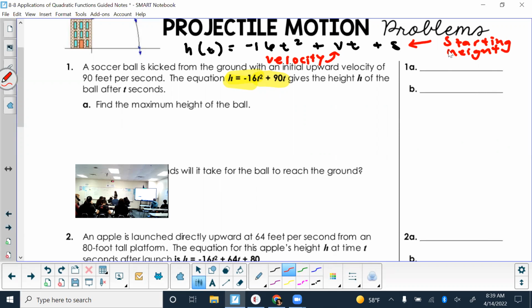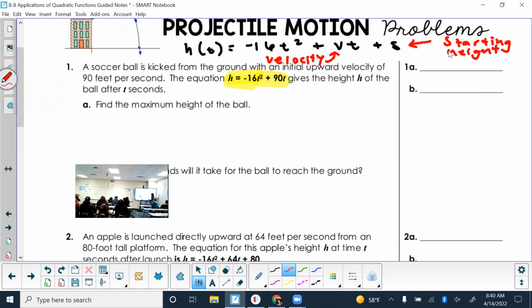All right, and then H, I'm not gonna label those because I feel like those ones you can remember. H would be for height, and T would be for time. So if it asks you to make the equation, use that setup. Like it says the velocity is 90 feet per second. So that's why the 90 replaces the V right here and goes in front of the T.